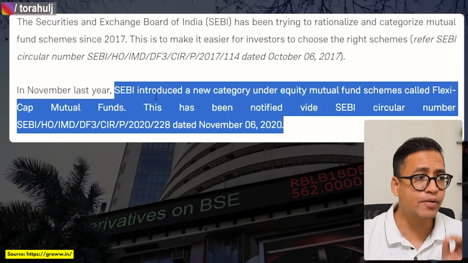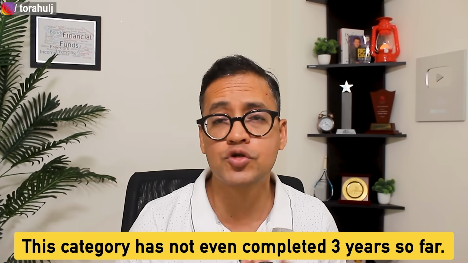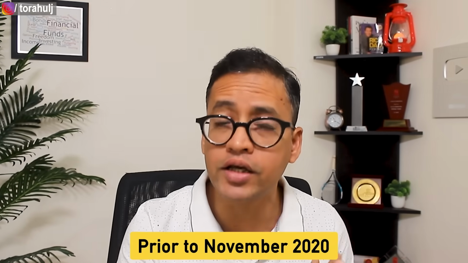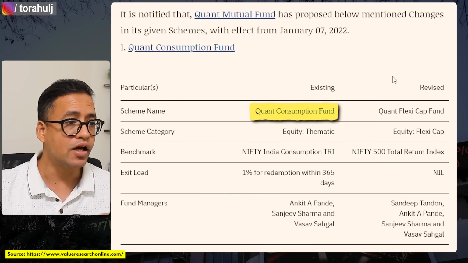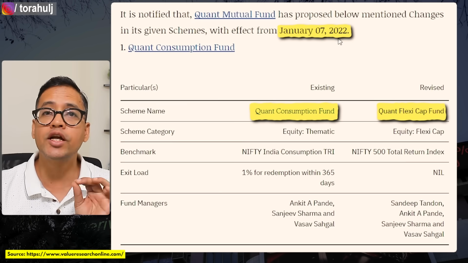However, please note that SEBI only introduced the Flexi-cap mutual fund category in November 2020. So this category has not even completed 3 years so far at the time of shooting this video, and the majority of these mutual funds were in a different mutual fund category prior to November 2020. In fact, between November 2020 and October 2021, many of these mutual funds moved from other categories to the Flexi Cap mutual fund category. For example, have a look at my screen and you will see that Quant mutual fund changed their category from Quant Consumption Fund to Quant Flexi Cap mutual fund only in January 2022.